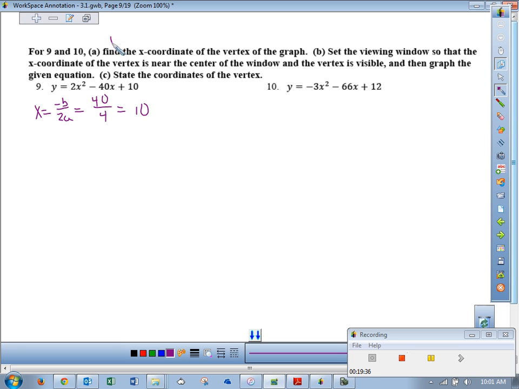That's what part A wants, right? Find the x-coordinate of the vertex. Then set a viewing window so that the x-coordinate of the vertex is near the center of the window and the vertex is visible. Then graph the given equation. Well, you don't have to find the vertex in these problems. They don't tell you to. I think it's a pretty good idea to do that because it makes finding your window a whole lot easier. So let's put 10 in for this, and let's see what that bad boy turns out to be. Please do that for me.